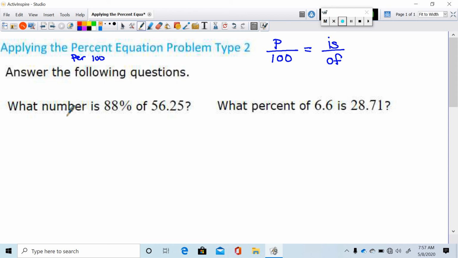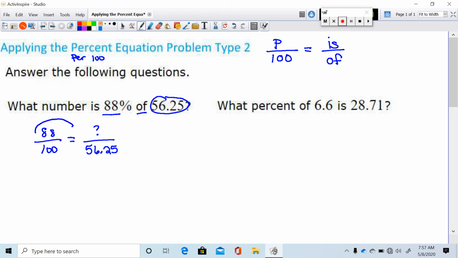Okay, so to set this ratio or proportion up, first of all, no matter what, I look for the percent sign. The number with that goes over 100. And then I look for my next number and I see what's in front of that, if it's is or of. If it's is, it goes in the numerator, of goes in the denominator. So 56.25 because it's of, so we don't know this number here.